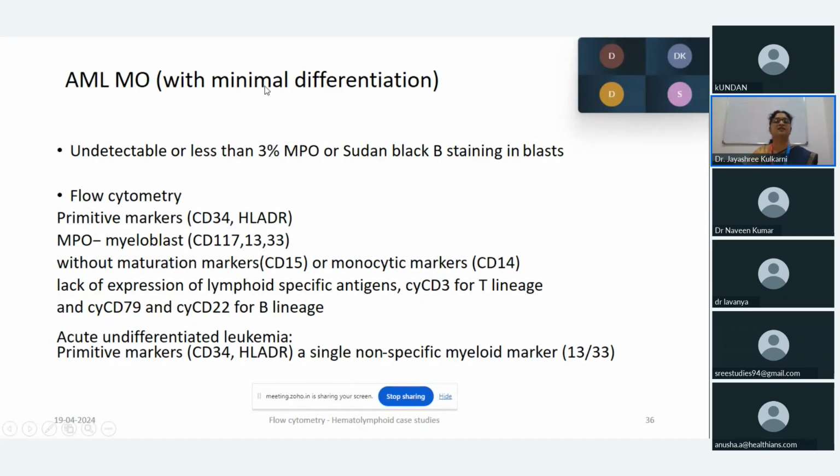From the morphology itself, you were not able to identify which one it was. You didn't have B lineage markers, so you don't call it B-ALL, no T lineage markers, not T-ALL. However, you have myeloid markers. You had CD117, CD13 and CD33. So this is your case of AML M0 with minimal differentiation.